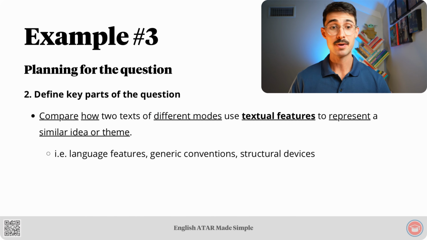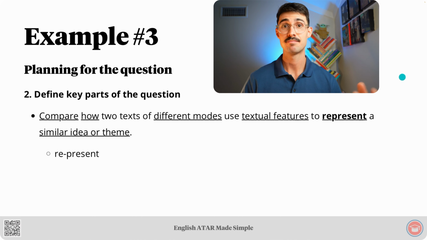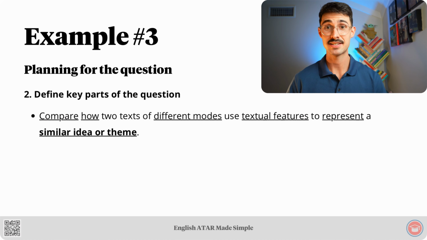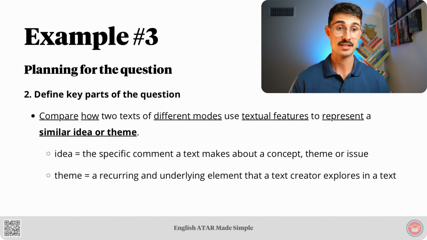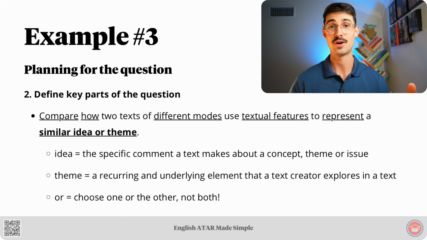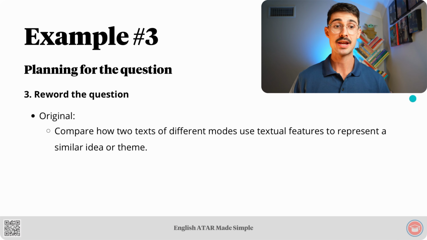The textual features part of the question just refers to language features, generic conventions, structural devices, all of that jazz. Then the word represent, as we know from that lesson on representations, just means to represent something. And finally, similar idea or theme. The word idea refers to the specific comment a text makes about a concept, theme, or issue. The theme is a recurring and underlying element that a text creator explores in a text. And finally, the word or means we must choose an idea or a theme, but not an idea and a theme. Step number 3 is rewording the question.